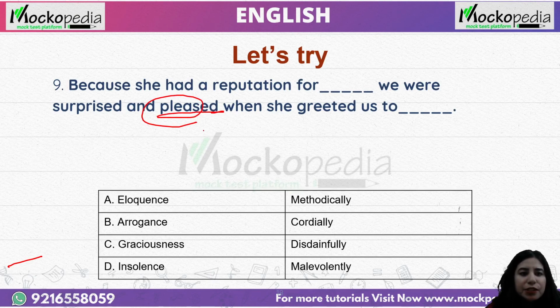So can you see pleased? So when are we going to be pleased? When there's something good that's going to happen to us. So here there should be a positive word, and here there should be a negative word, because there is this word surprised, right? So she's got a bad reputation, but she greeted us nicely. So we are surprised and pleased. That's what the sentence is trying to say.